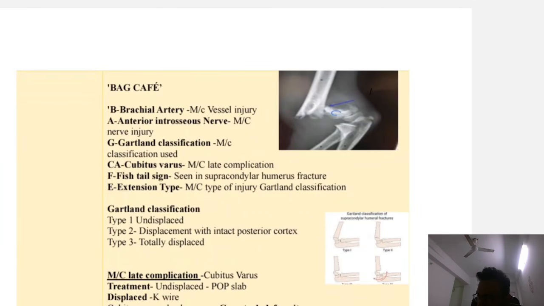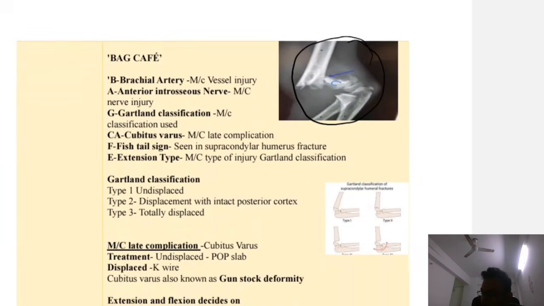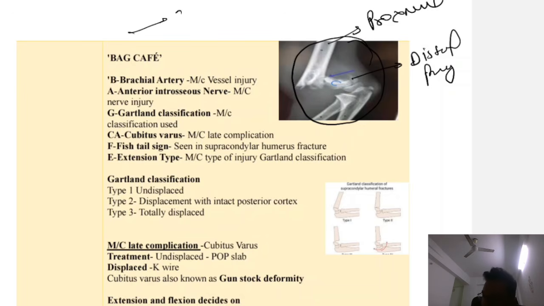Now you can see this is supracondylar humerus fracture. This is the proximal fragment of the humerus. This is the distal fragment of the humerus. You can see this proximal fragment is going anterior. So there is only one vessel that can be injured, that is the brachial artery. So it is the most common vessel injury.